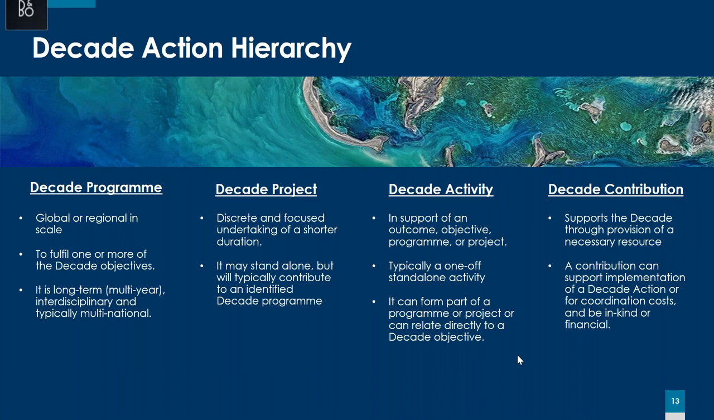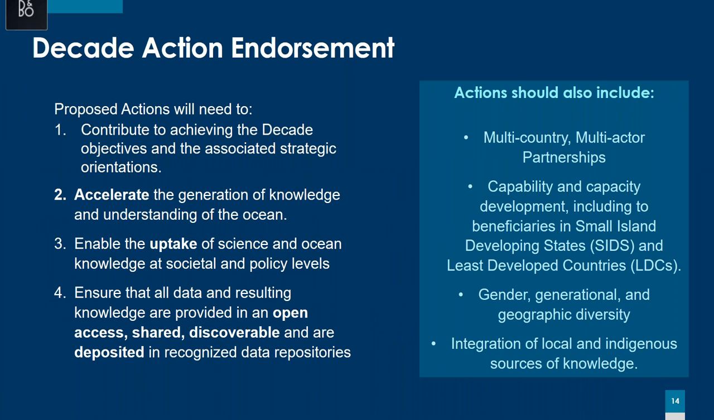Next slide. Now you might ask yourself the question, well, how is that going to go forward? And here we have thought about that, that we want to have a decade action endorsement process. So that means if you have a program that you want to have endorsed and want to contribute and showcase under the decade, you will have to propose these actions towards the decade. So there'll be a process where we call for these activities, and these actions will be looked at.